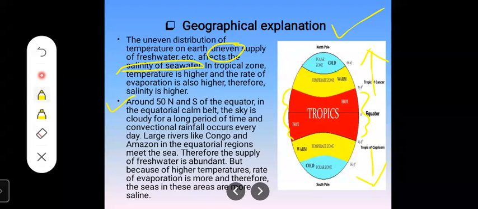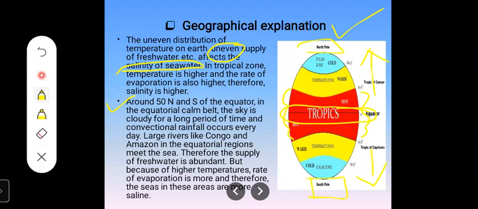Now in the precipitation lesson, we have studied convectional rainfall. Yes, convectional rainfall, I gave you that example also. Suddenly it rains, the sky becomes cloudy, dark clouds. That type of rain is known as convectional rainfall. Now what they have said here, in the equatorial part, means the middle part. From here to the north, this side, and from here to the south, when the sky is cloudy for a longer time, which type of rainfall? Convectional rainfall will occur.